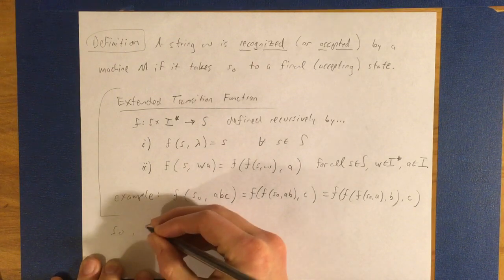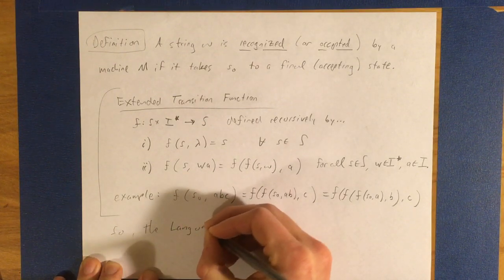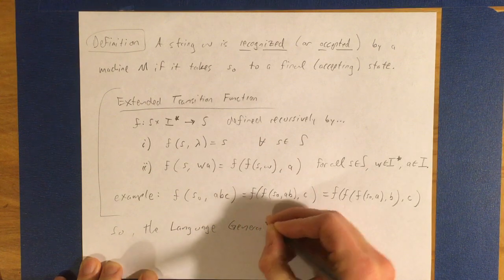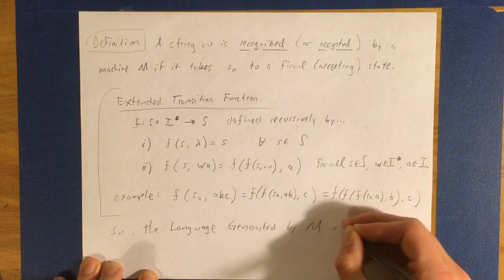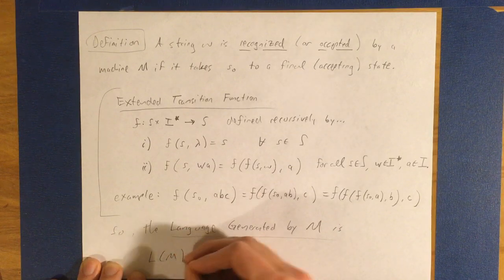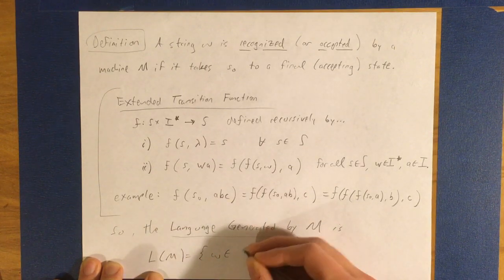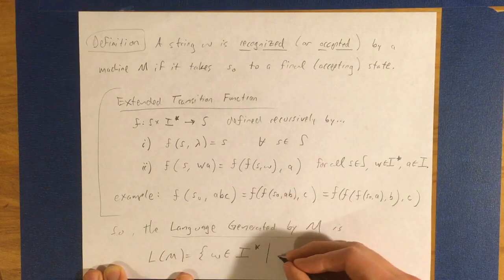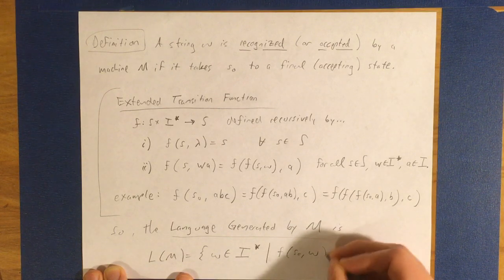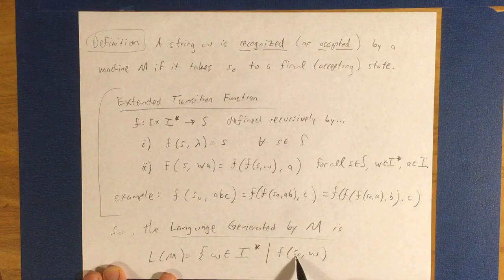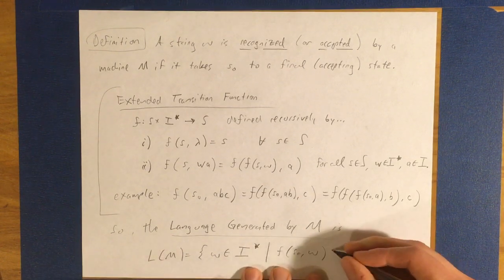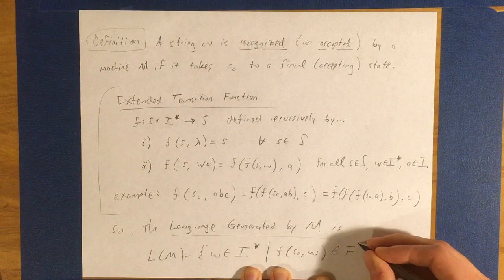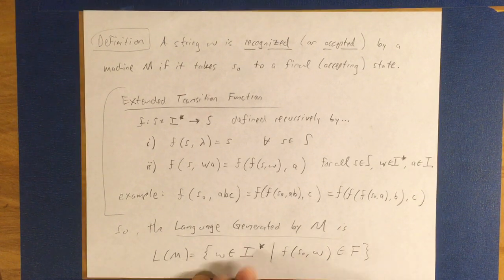So then you can say the language generated by M, L of M, is going to be the set of all words W in I star, so that's all strings over the input alphabet, such that f of S0 W, okay, so this is starting at the starting state and giving it the string W, is going to produce an output state, and that state needs to be an element of our set of final states. If it is, then that word is in this language generated by M.